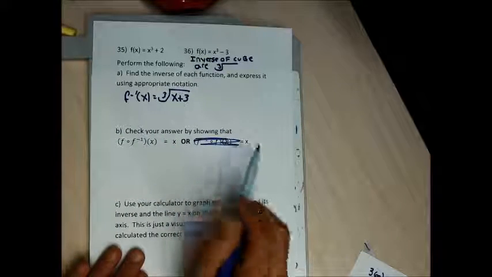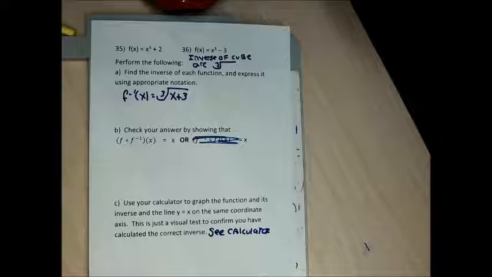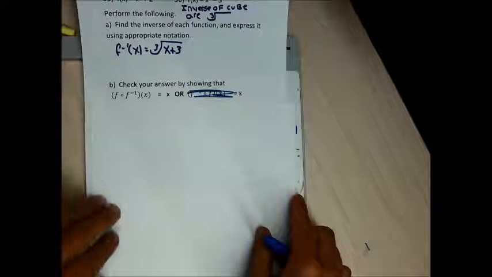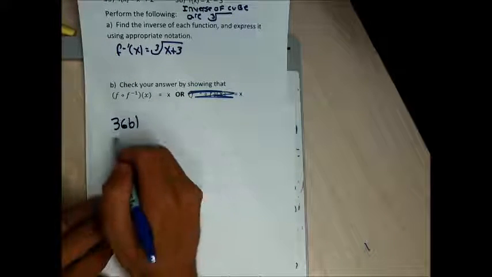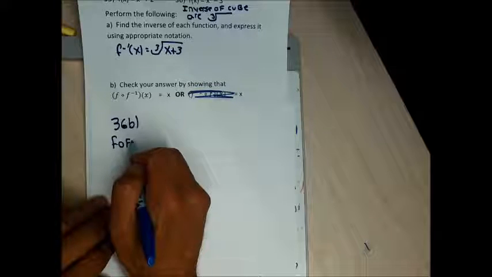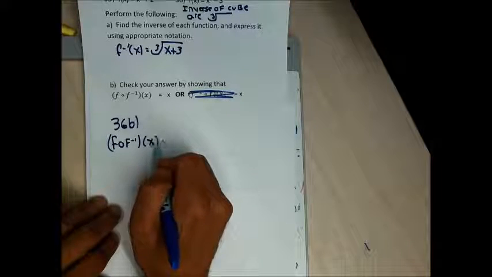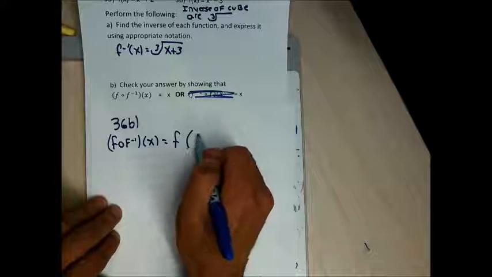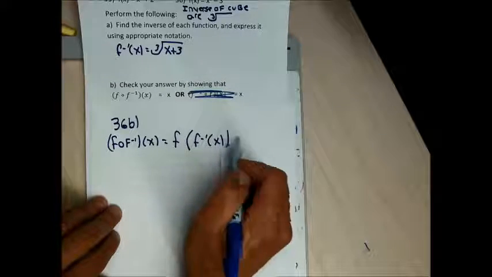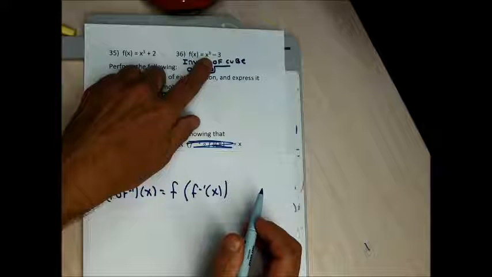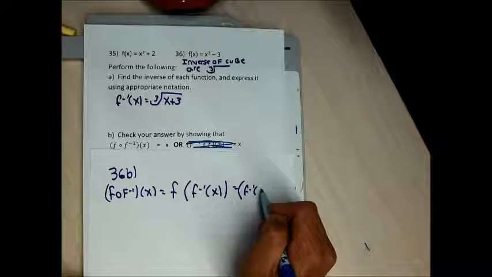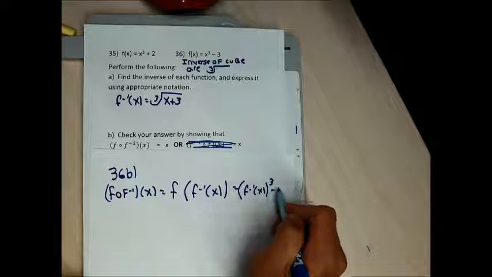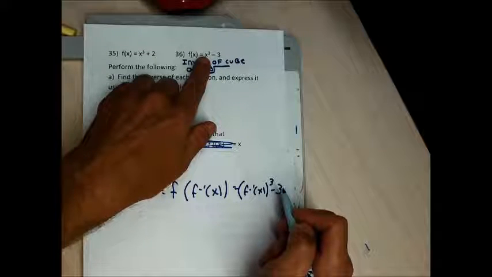I'm going to finish up to check, find f composed with f inverse of x, and it has to equal just x. So as I move on to part B of 36, I need to find f composed with f inverse of x, which is f of f inverse of x, which means in the f function I change that x to f inverse of x. So it's going to be f inverse of x cubed minus 3. That's just changing that x to an f inverse of x.